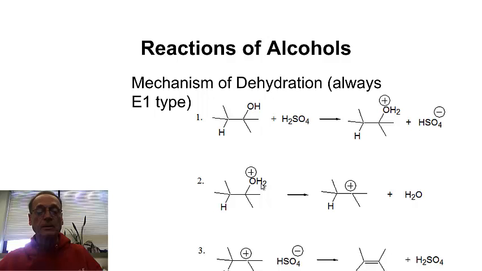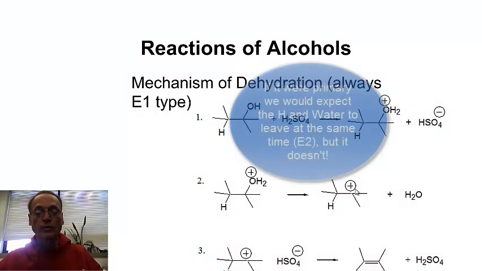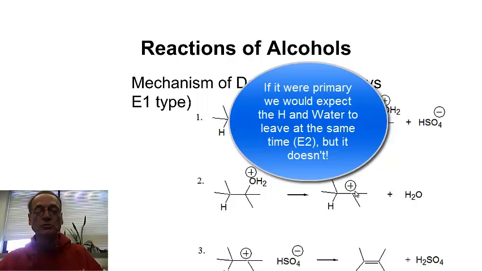In the second step, this alcohol loses water, and so you form a carbocation. Now the interesting thing about this is that it happens even if this is a primary alcohol. So even if this is a primary carbocation, it still forms in this reaction. It's a little bit unusual and not what you would expect, but it makes it easier in some ways because there's only one mechanism. It's an E1 type. There is no E2 type elimination for dehydration.